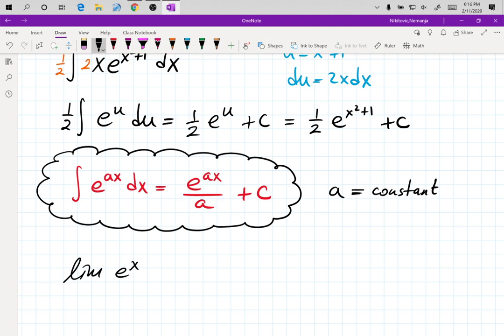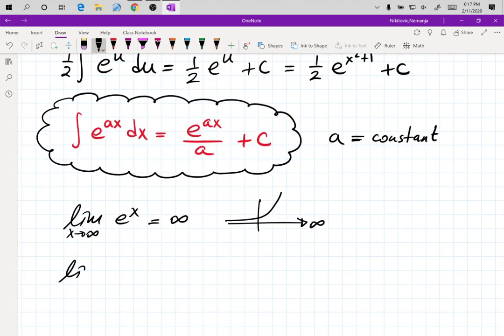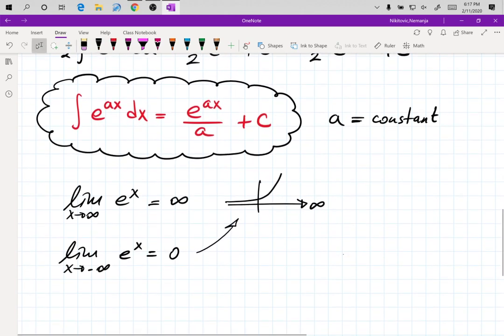Limit of e to the x as x goes to infinity is infinity, because, right, the y value goes to infinity. Limit as x goes to negative infinity of e to the x is 0, because it goes to the other side now.